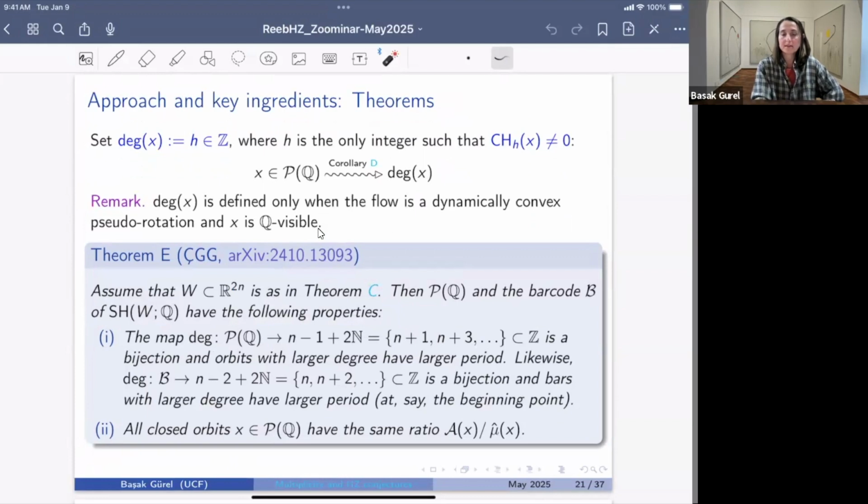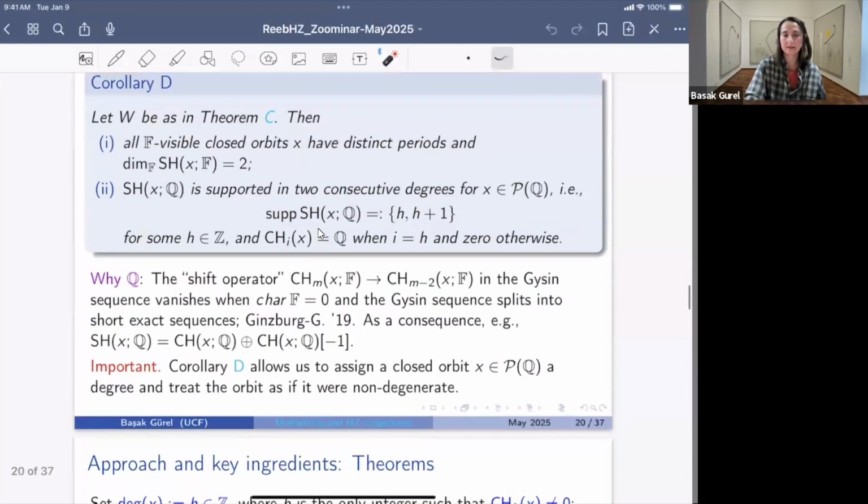But let me emphasize that this thing only makes sense if you have a DC pseudo-rotation with Q visible orbits. So you do need this second part here.